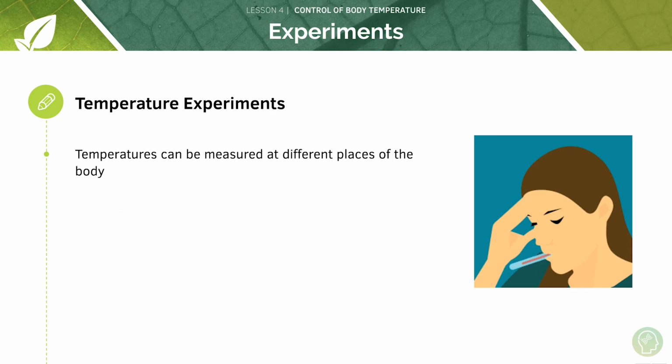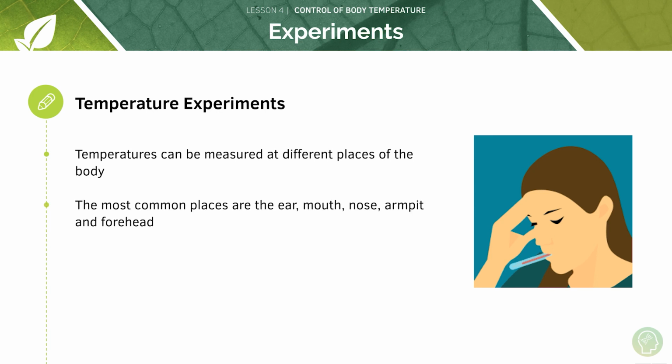Also, in experiments on temperature, temperature can be measured at different places of the body, most commonly the ear, the mouth, the nose, the armpit and the forehead. And forehead thermometers and skin temperature sensors are often used in a clinical situation.